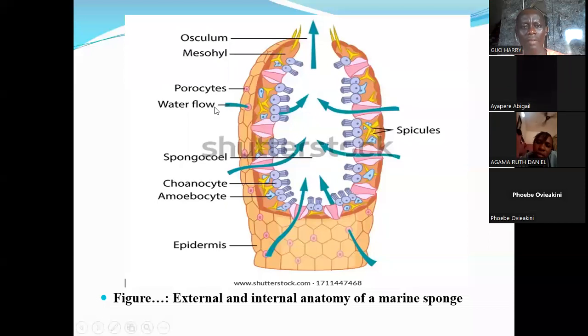Here, where you have the water flow, this place where water goes in is the ostia. Then you have the oscula, where water exits from the sponge. Then, having seen that, we want to make progress to look at other characteristics of the sponges.